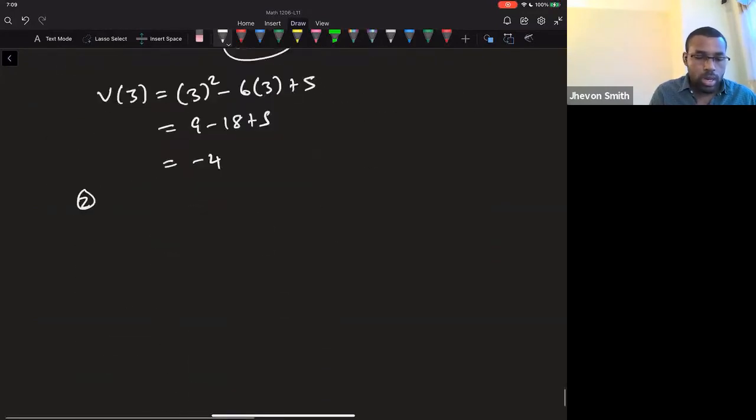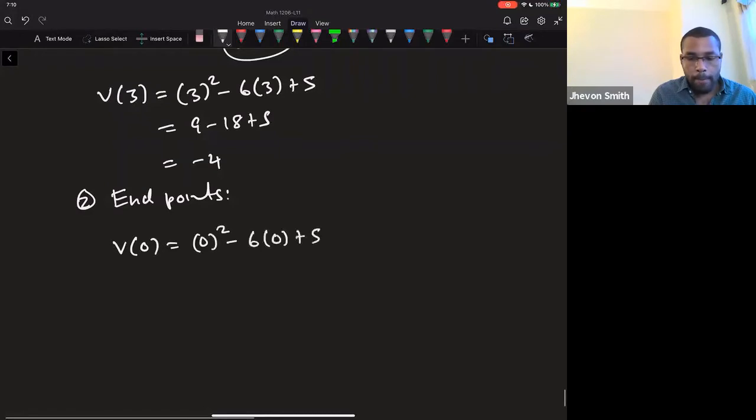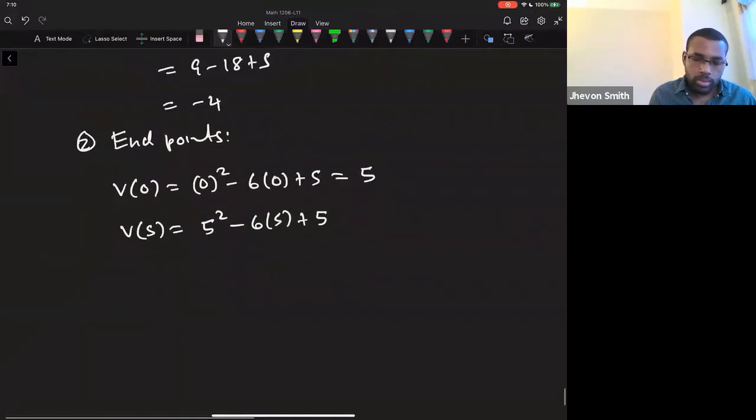2 endpoints. So you're going to find v of 0. That's 5. And v of 5. And so that would be 0, I think. So it's 5 squared minus 6 times 5 plus 5.